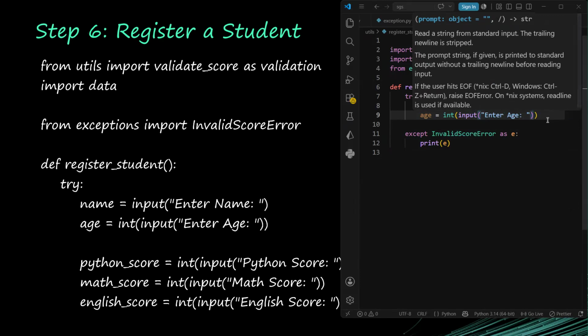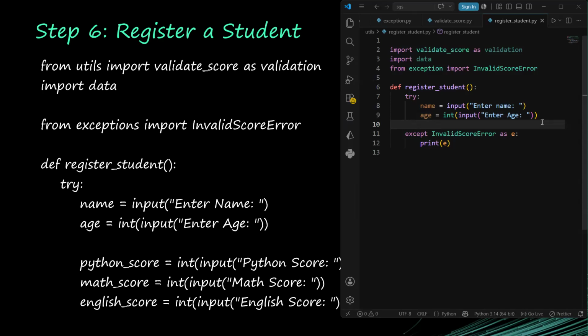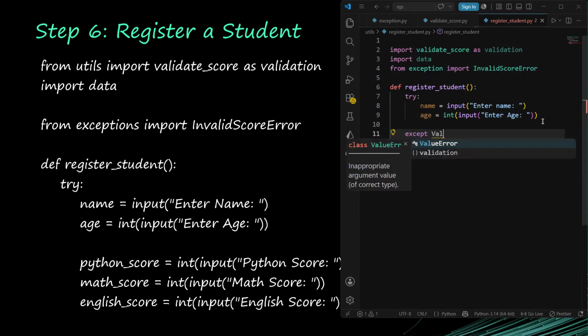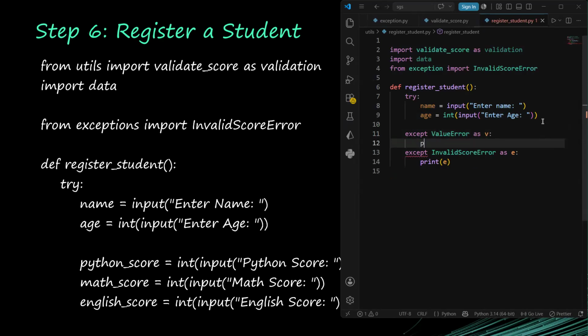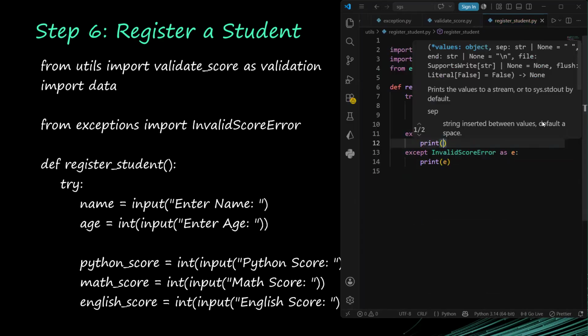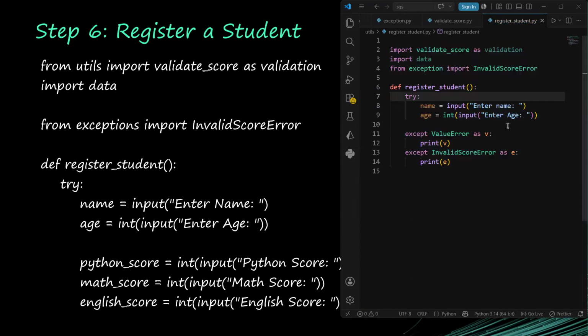And in case there is any error, a ValueError, let us also catch it here. Except ValueError as V, and then we could actually still print it. I'm handling the errors right away.